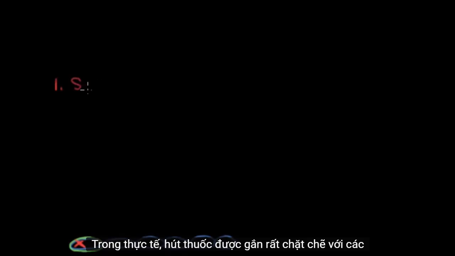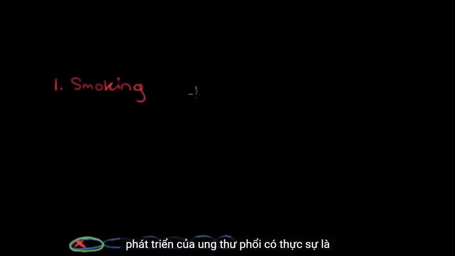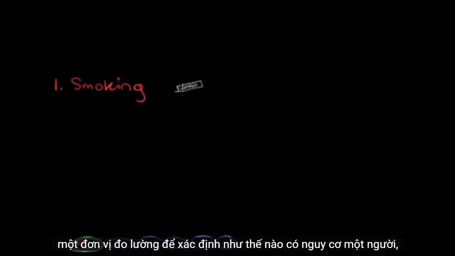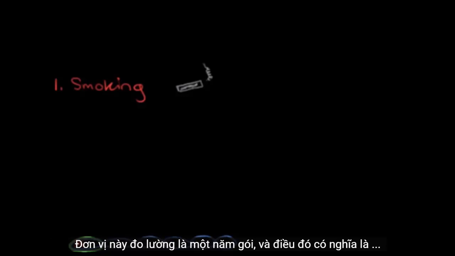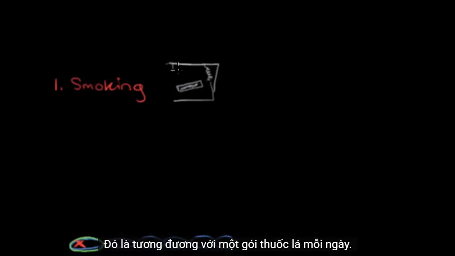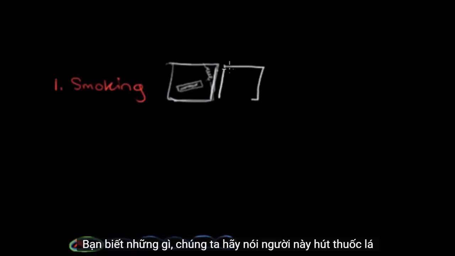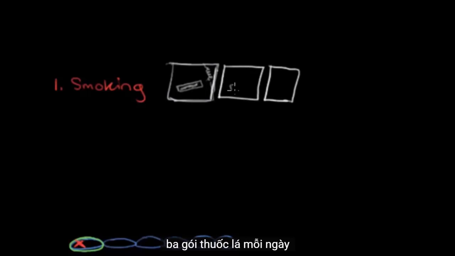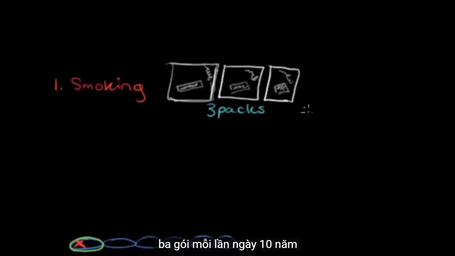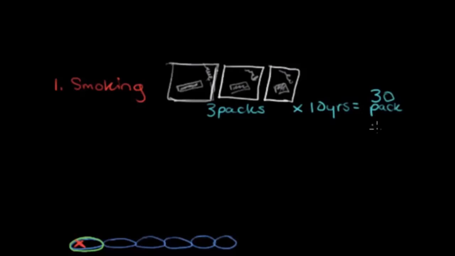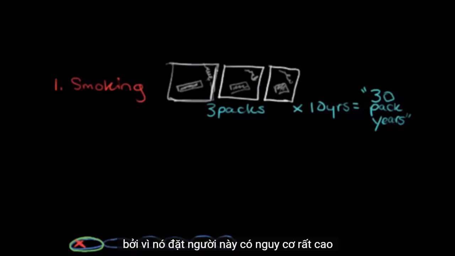And in fact, smoking is so strongly tied to the development of lung cancer, there's actually a unit of measure to determine how at risk a person is, depending on how often and how long they've smoked for. And this unit of measure is a pack year. And that means, let's say a patient has been smoking about 20 cigarettes a day, that's equivalent to a pack of cigarettes a day. You know what, let's say this person smokes 3 packs of cigarettes a day. And they've been doing this for 10 years. So this person would have been smoking 3 packs per day times 10 years for an equivalent of 30 pack years.